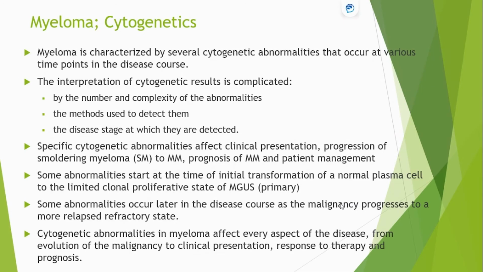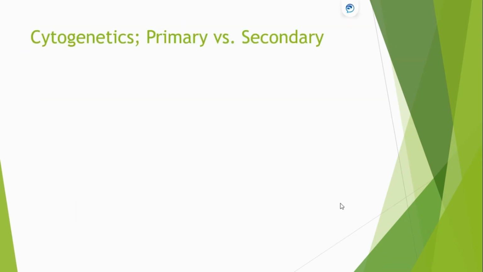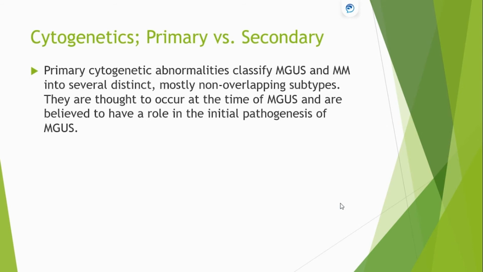These cytogenetic abnormalities in myeloma affect every aspect of the disease, from evolution of the malignancy to clinical presentation, response of the patient to therapy, and also the outcome and prognosis of the patient in total. As I mentioned, the primary ones classify MGUS and multiple myeloma into several distinct, mostly non-overlapping subtypes. So they help to put them into different groups, at least.